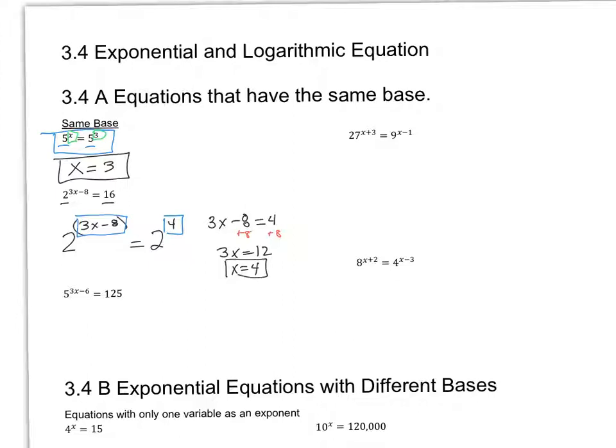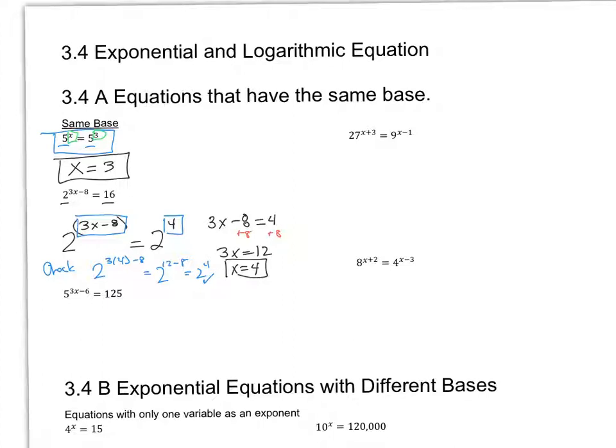Now, if you see what we do here, if we plug this in and check this, what happens? What we have is 2 to the 3 times 4 minus 8, or 2 to the 12 minus 8, which is equal to 2 to the 4th power.